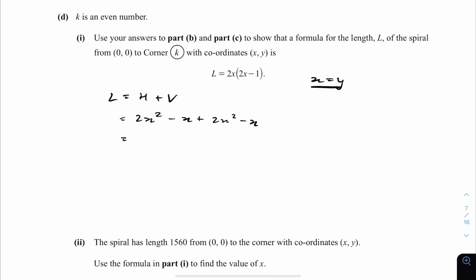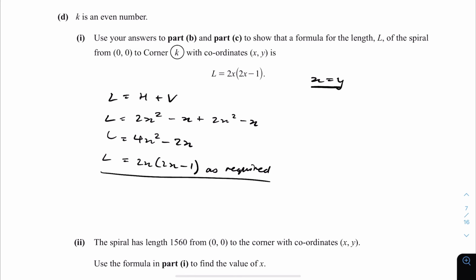So this is equal to 4x squared minus 2x. And we can actually factor out 2x from this. We get 2x times 2x minus 1 as the length, which is correct. It's as required from what the question wanted.